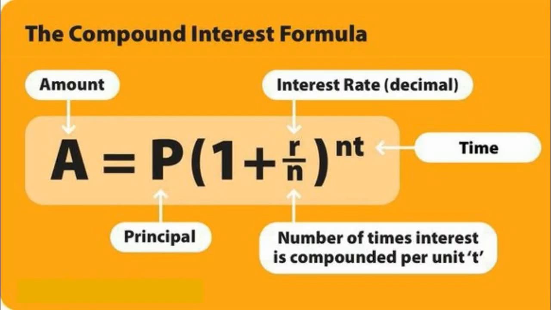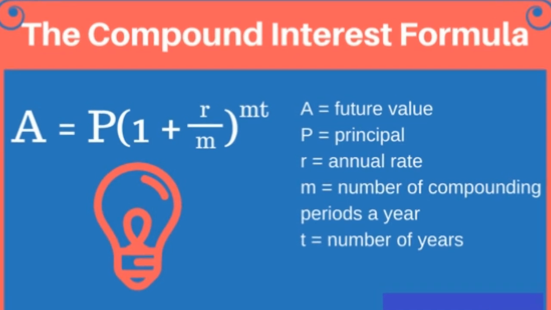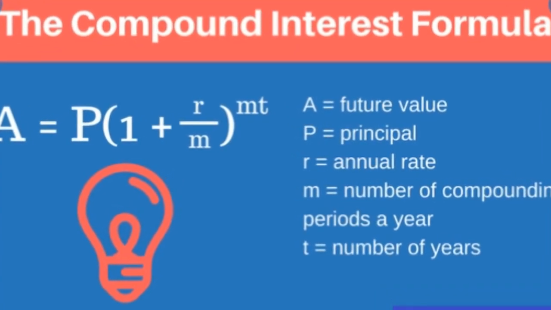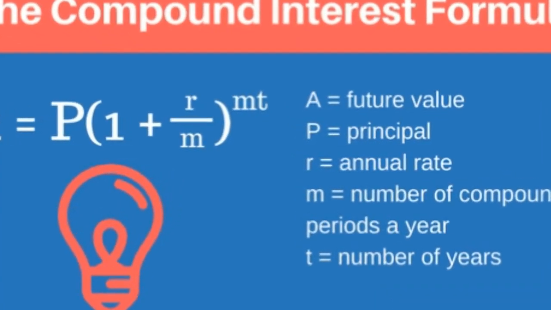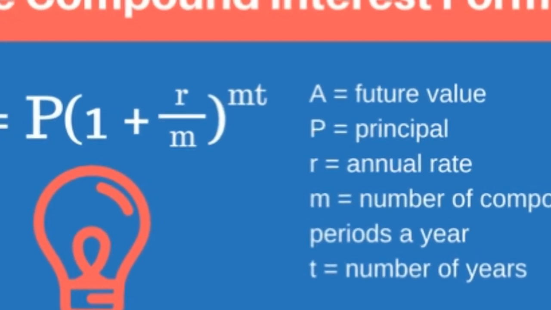You all know the formula for compound interest. P times (1 plus I) whole power n is that formula. P is the principal value. I is the interest rate. N is the number of years.